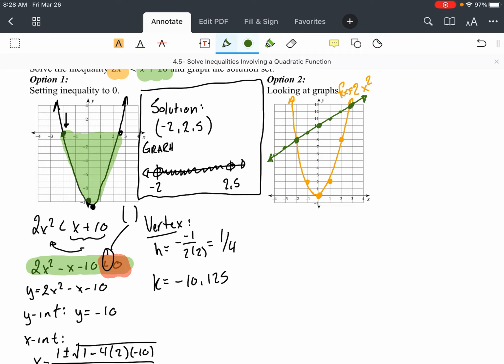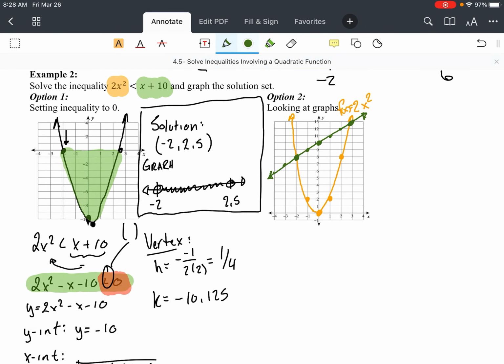Okay, so to figure out what we're actually asking for, it's asking where 2x squared is less than or below our line x plus 10. Okay, so in this case, I'll do it in blue. In this case, everything below the green line is going to be right here. Okay, so that's this space here, right?